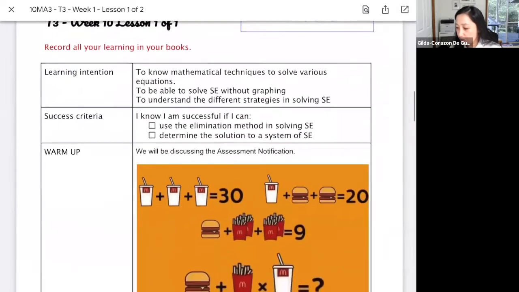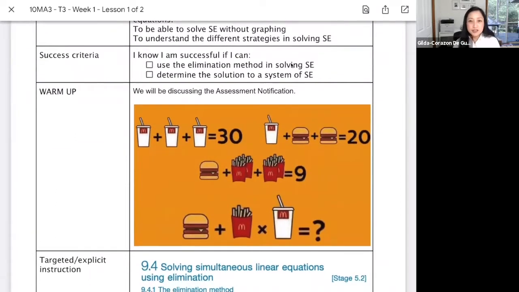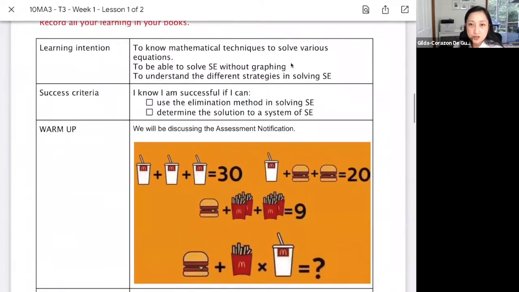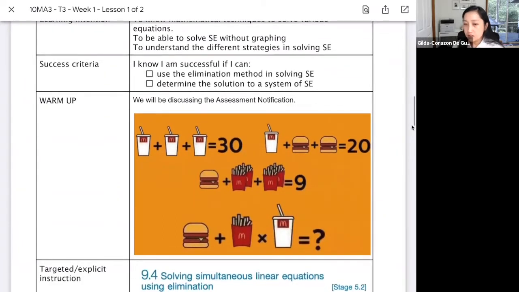So this is our warm-up for today. We're still solving simultaneous equations without graphing. Last lesson, we looked at how to solve them using the substitution method, right? For today, we will be looking at another algebraic method, which is what we call the elimination method. Before we do that, let's have a look at our warm-up question here. And when you figure out the answer, can you please type it on the chat?